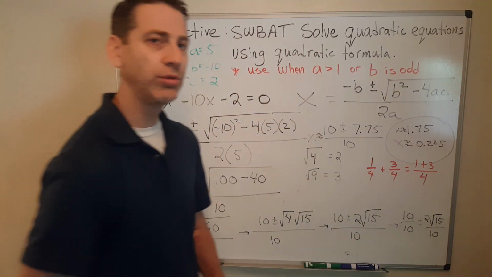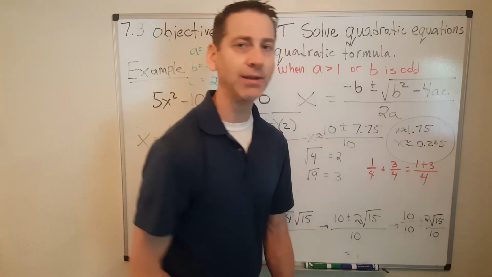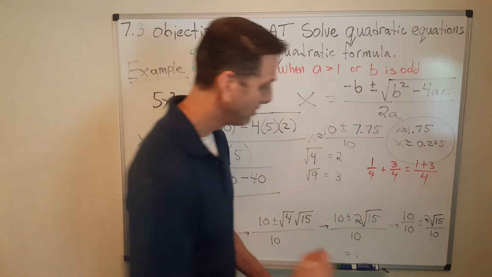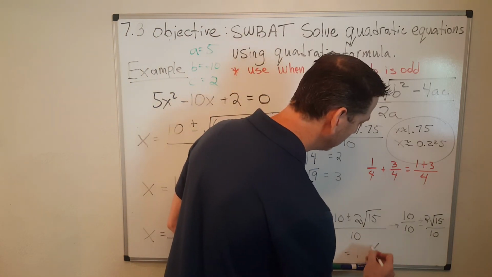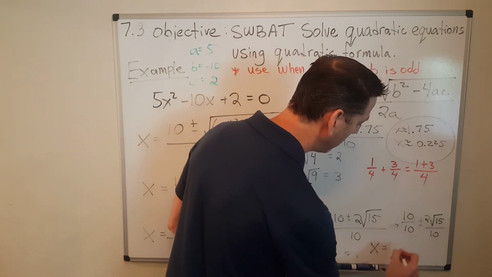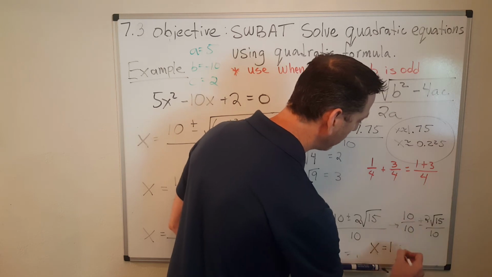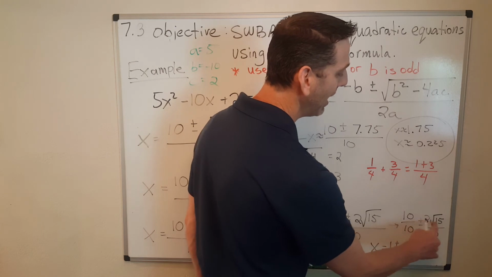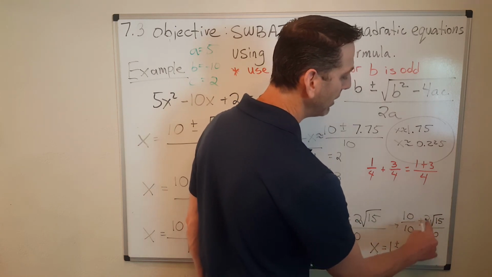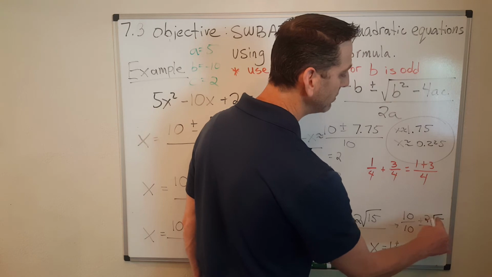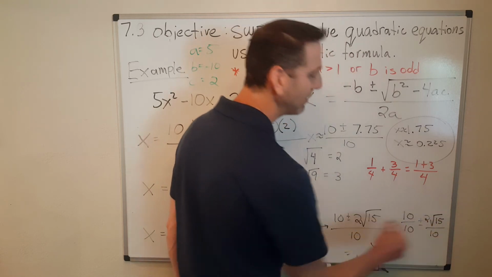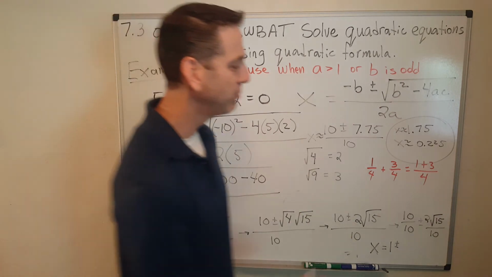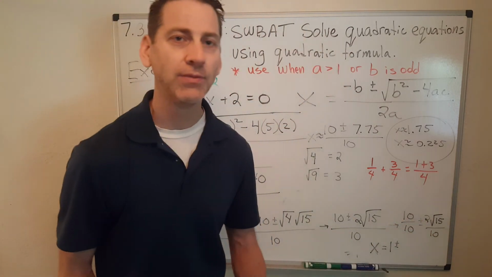All right, now here's the cool thing. 10 divided by 10, you know what that is? It's 1. So x equals 10 over 10 is 1 plus or minus, now 2 times root 15 over 10. Since this is multiplication, I can divide these guys. I can simplify 2 divided by 10.